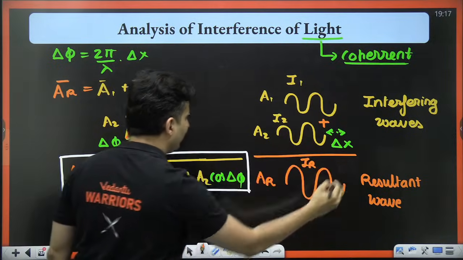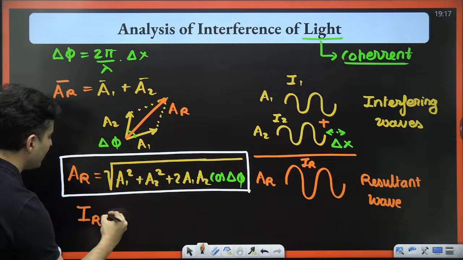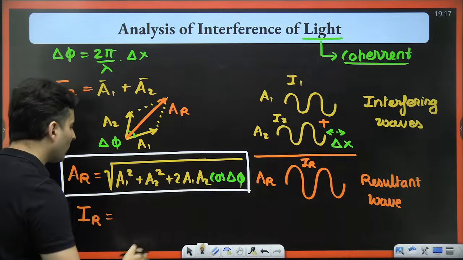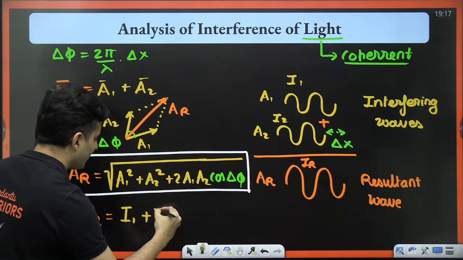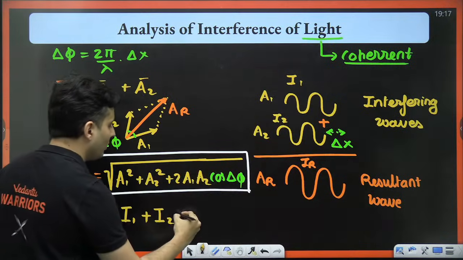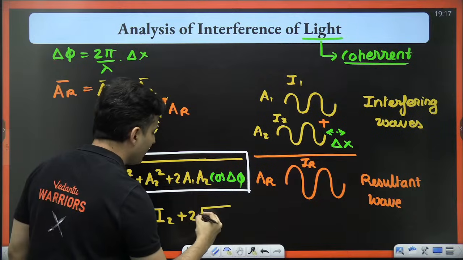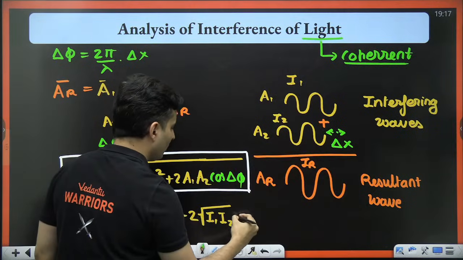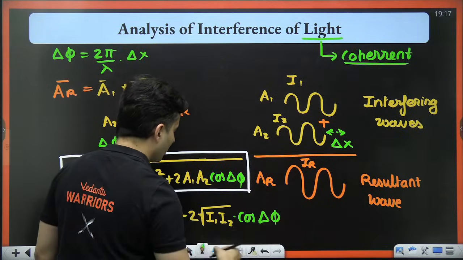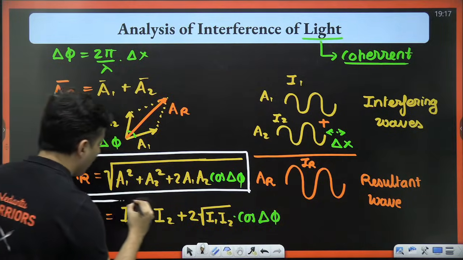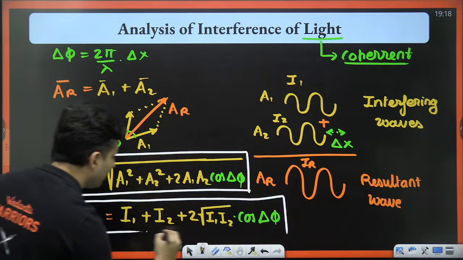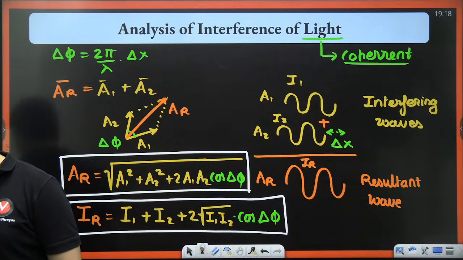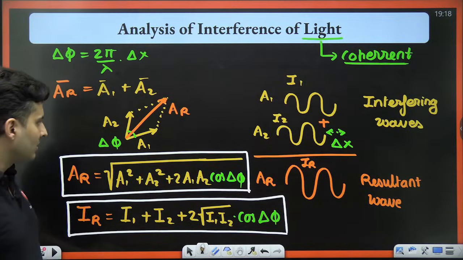Same way, you also have a formula for the resultant intensity. But in that, the best part is there is no big root. So it is just I1 plus I2, intensity 1 plus intensity 2, plus 2 root of I1 I2, and outside that root, you put cos del phi. So that's the formula when you have to find the resultant intensity, for any kind of interference, no matter what it is.